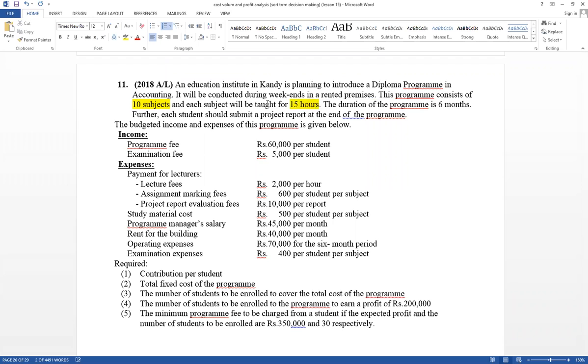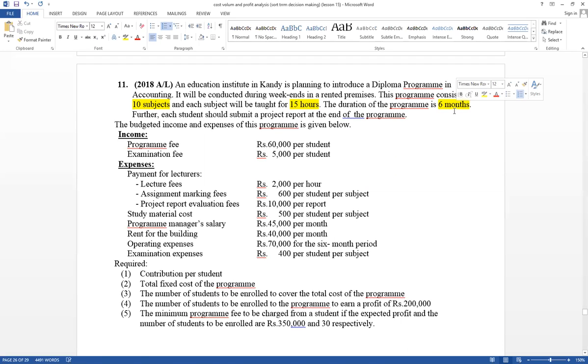Think about there are 10 subjects available. Per subject, each subject will be taught 15 hours. This is a management accounts, not actual information, forecasted. And duration of the program is 6 months.